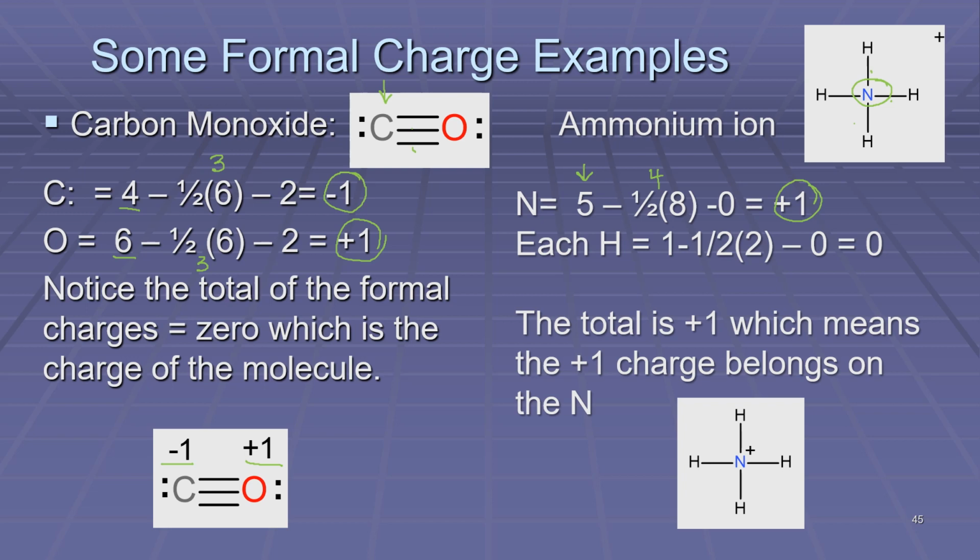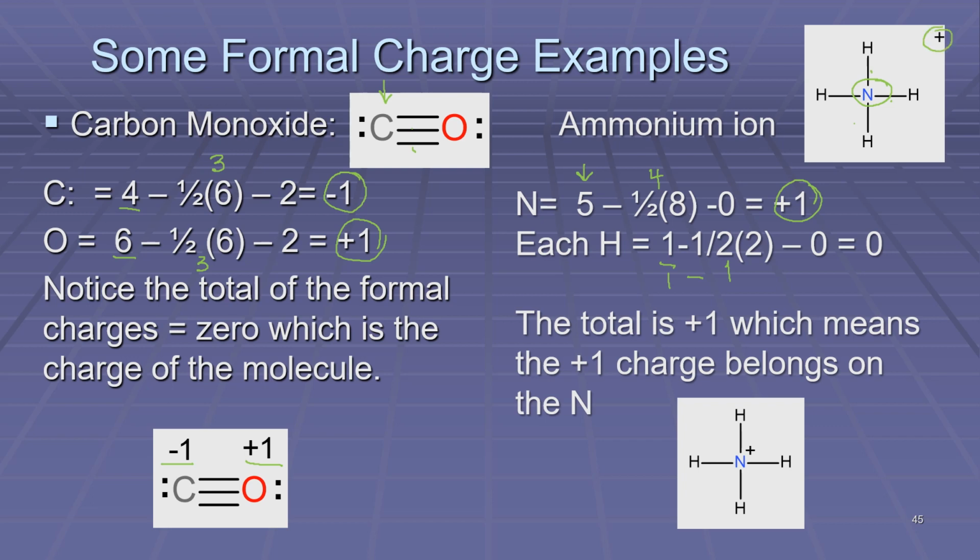Each hydrogen, as long as it's making a bond, has a formal charge of 0. It's got a valence of 1. They're each making 1 bond. So 1 minus 1 is 0. So all the hydrogens have a 0 formal charge. And so like I said, the total of all the formal charges has to equal the charge of the ion.